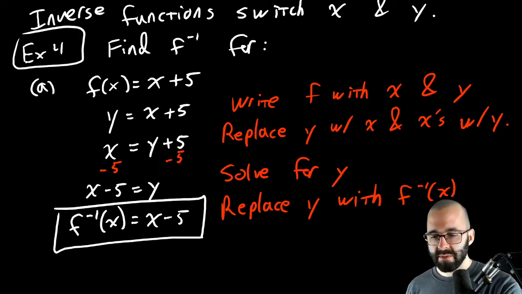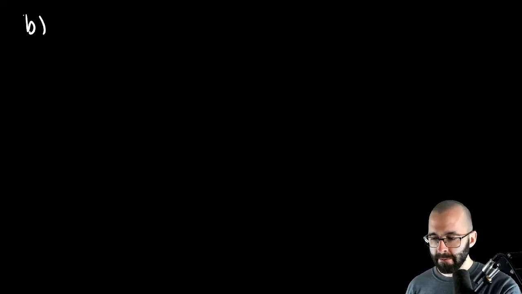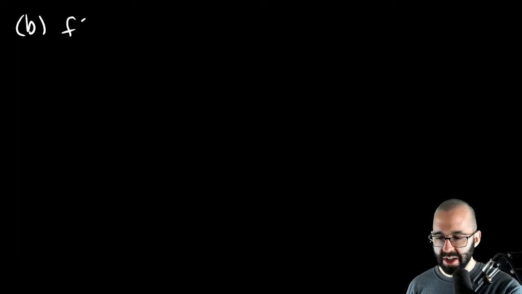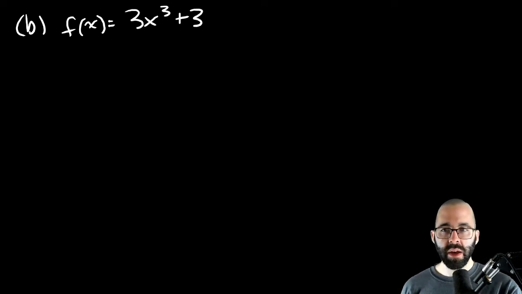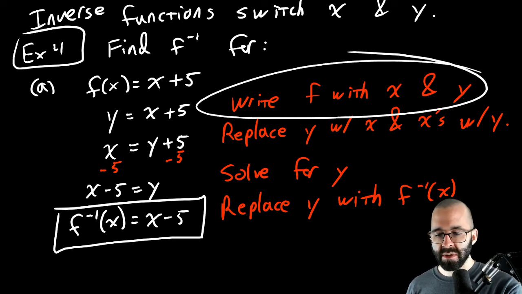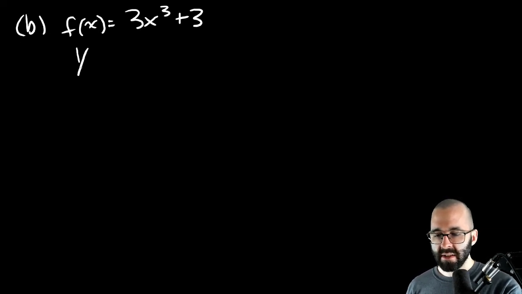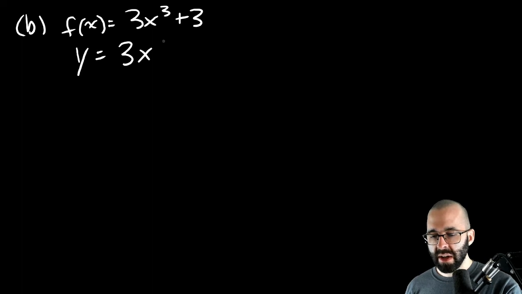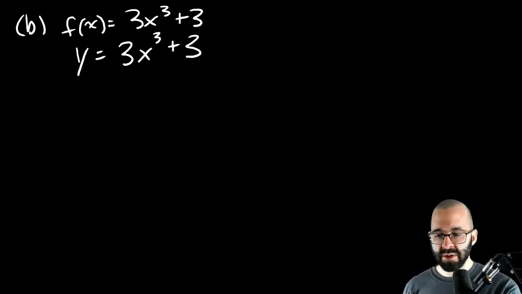Let's use this. Part B. Something more complicated, much more complicated. F of x, no, actually, hold on. Let's do the easier one first. 3x cubed plus 3. Use the step-by-step process. First, we're going to write f in terms of x's and y's. So y equals 3x cubed plus 3. Okay, that was our first step.